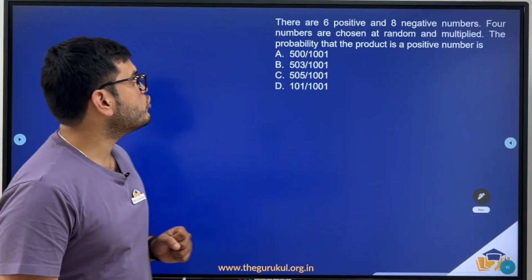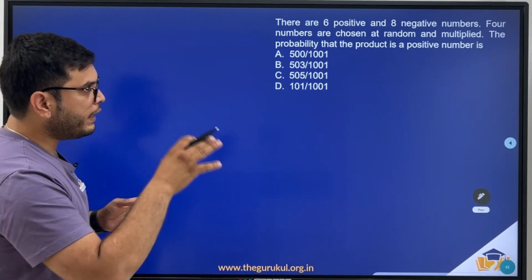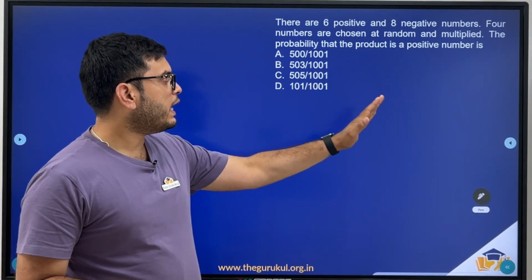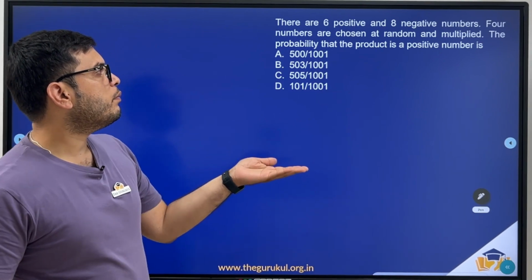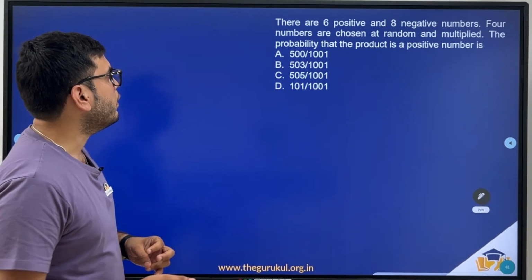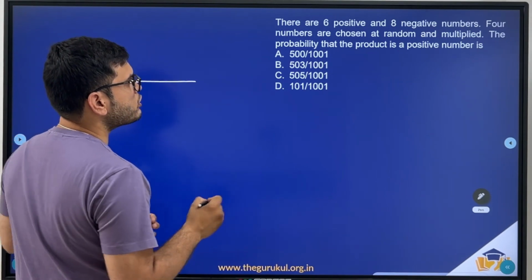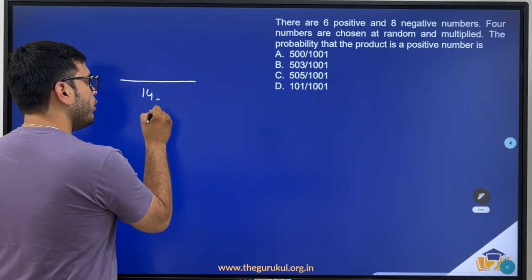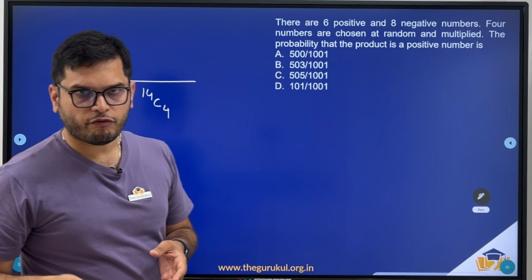Now coming to the fourth question. There are 6 positive and 8 negative numbers. 4 numbers are chosen at random and multiplied. The probability that the product is a positive number is, right? Now what is the total number of possibilities? From 14, you need to select 4. So that would be 14C4, right?